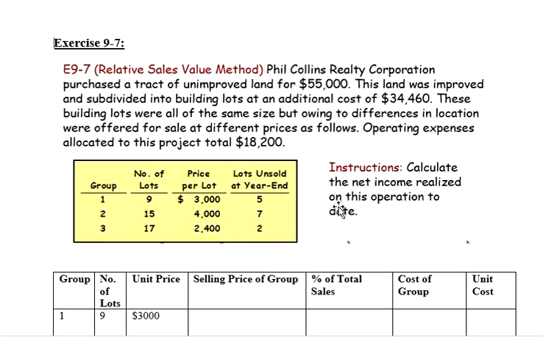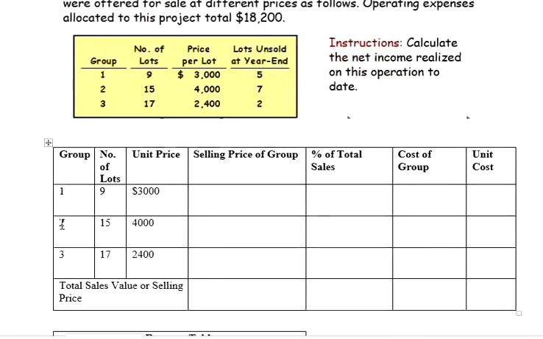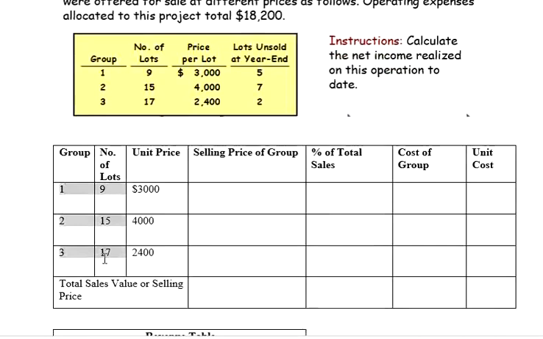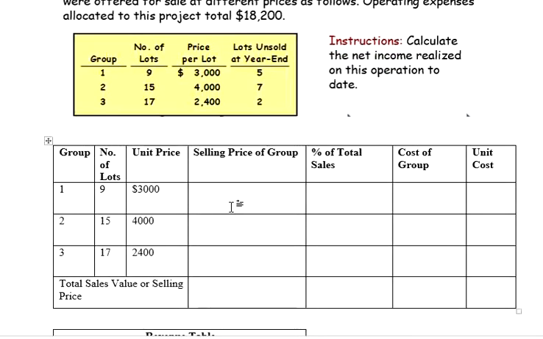We are required to prepare the income statement. For that, we need to do a lot of calculations. First we will do those calculations, and then we will go back to the actual instructions of preparing the income statement. So I have shifted the first, second, and third columns, the group column, the number of lots column, and the price per lot column, to the table here: group 1, 2, 3, the number of lots, and the unit prices, $3,000, $4,000, and $2,400.